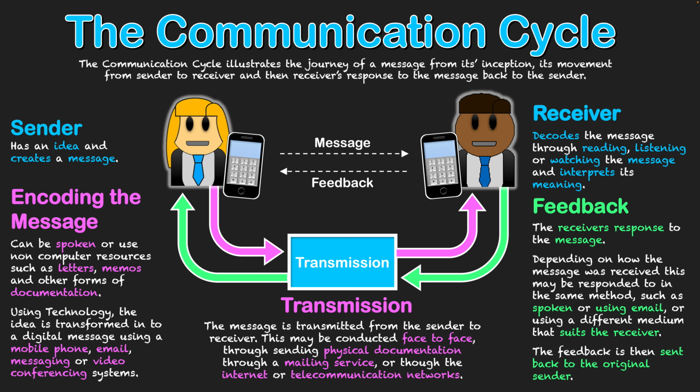So I hope this has given you an understanding of the communication cycle and how essentially senders have an idea. They need to encode it into a message that someone can understand. They then transmit that message to the receiver. The receiver then decodes that message. They read through it, they listen to it, they watch it, depending on the format that it was given to them. And then ultimately they give their feedback back to the sender, allowing for communication to take place.